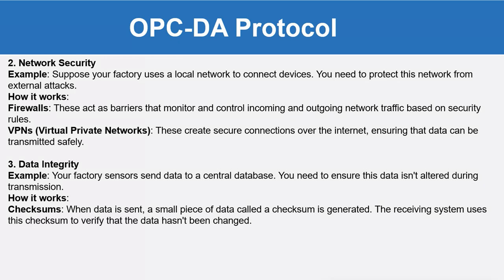Then data integrity. For example, your factory sensors send data to a central database. You need to ensure this data is not altered during the transmission. So how it works actually, we use the checksum. That means when data is sent, a small piece of data called a checksum is generated. The receiving system uses this checksum to verify that the data hasn't been changed.